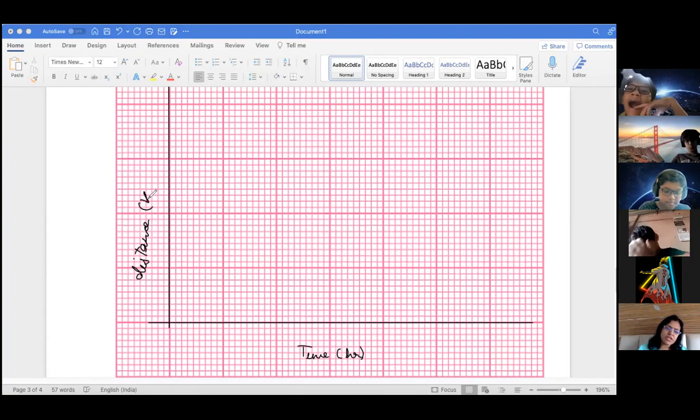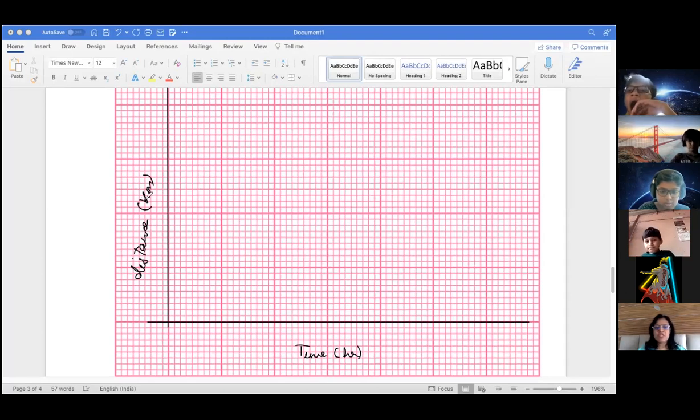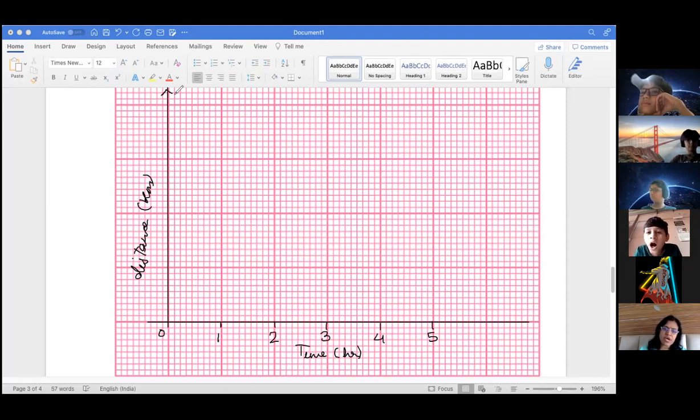So you have to write the unit also, because then speed will be in kilometer per hour, not meter per second. Okay, here at 0 it was 0. Every 1 hour, this is 1 hour, this is 2 hours, this is 3 hours, this is 4, and this is 5, and it goes on. And here we always put an arrow like this, which shows that it goes on. Here I'm taking 50, then 100, then 150. You have to take equal measures, okay? And this one is 200.